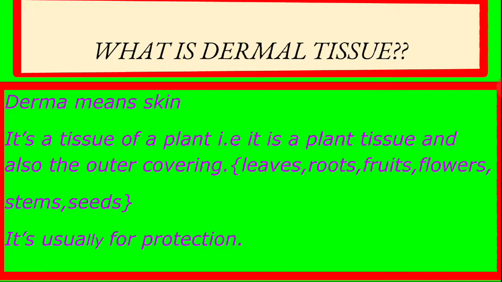Suppose, to our body, what is being covered? Skin is covered over all the body. If we ask where skin is situated, you will say it covers our whole body. In the same manner, dermal tissue is present on the whole body of the tree, acting as the skin of the tree, the outer covering. It's usually for protection. Whenever dermal tissue comes up, mostly it is protection. If skin comes up, you will say first protection and then other uses of skin. It's the same with dermal tissue.